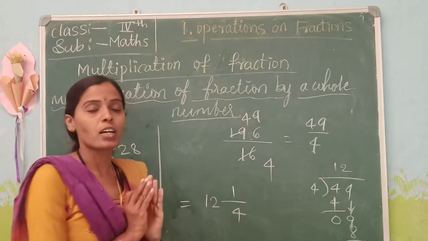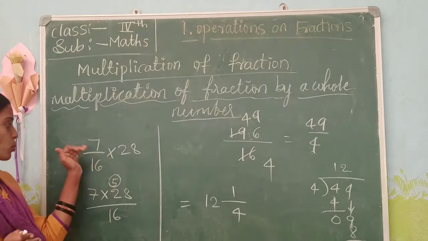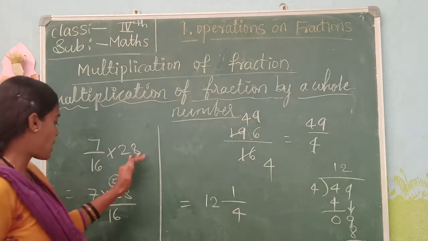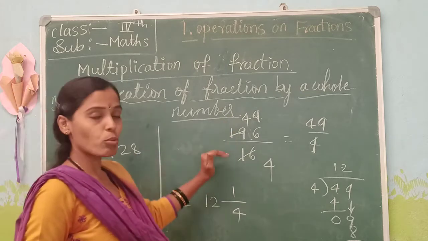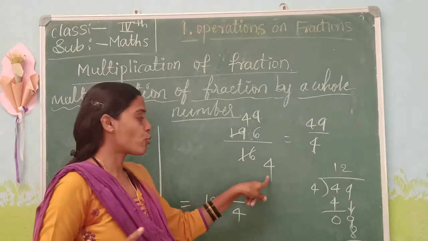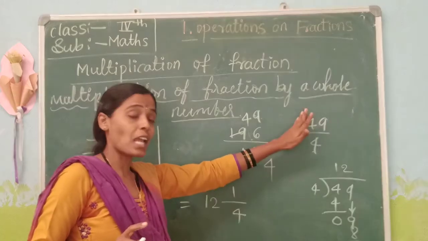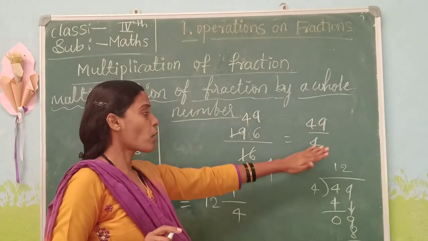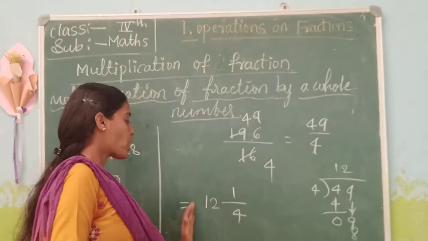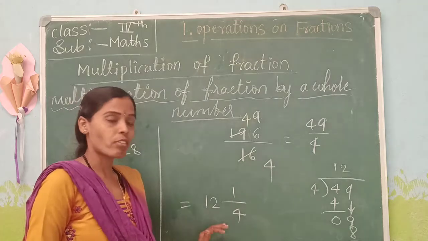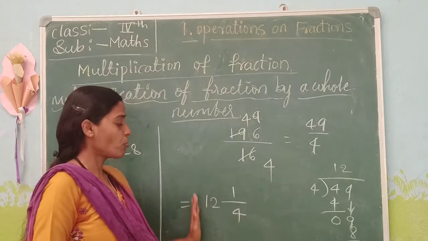Have you understood? Firstly, one number is a fraction and another one is a whole number. We multiply the numerator by the whole number. So the answer is 196 divided by 16. Then we divide both numbers by the same number, that is 4. 4 fours are 16. 4 forty-nines are 196. Now the fraction is 49 by 4. We convert this improper fraction into a mixed fraction. So the fraction is 12 and 1 by 4.